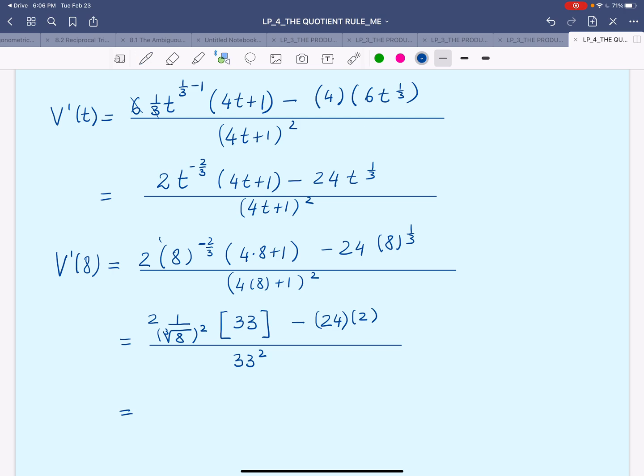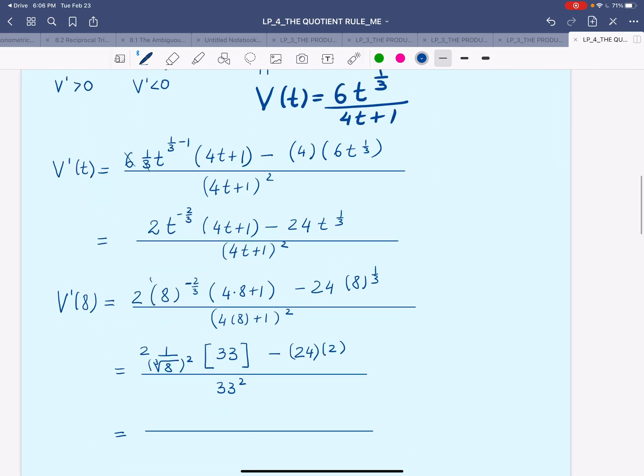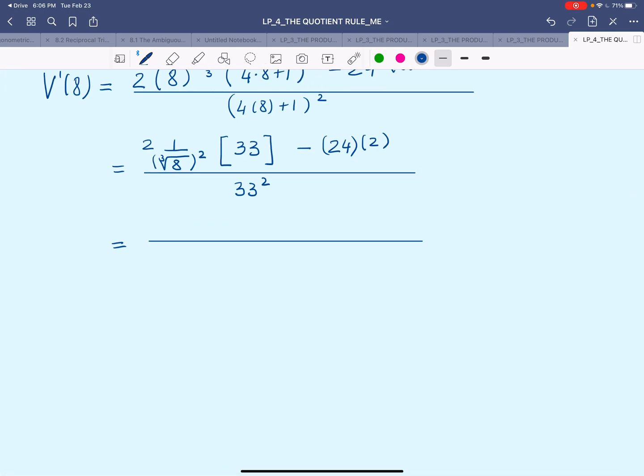So you can use a calculator to evaluate this in one step. We're only interested in the sign. Let's see if we are asked to find the rate of change. No, we're not asked to find how fast the balloon is emptied, just the sign of it. So this would be 2 divided by 2 squared, which is 4, times 33, minus 48, divided by 33 squared. By the way, 33 squared, here we can simply evaluate that, is 1089.